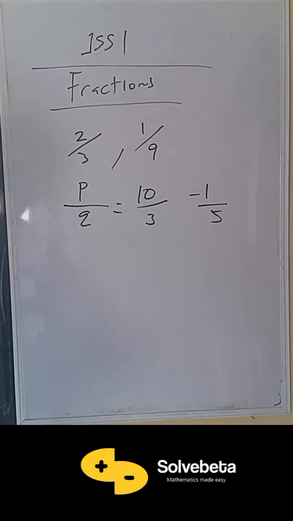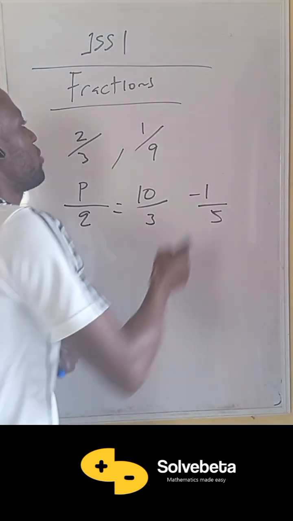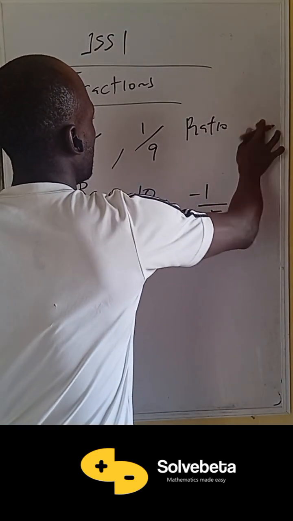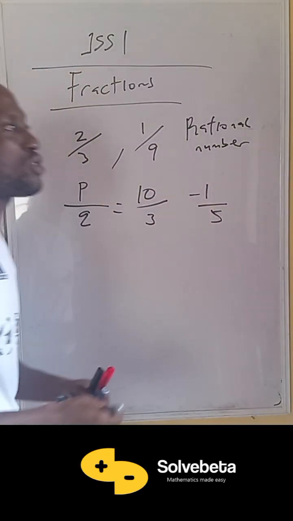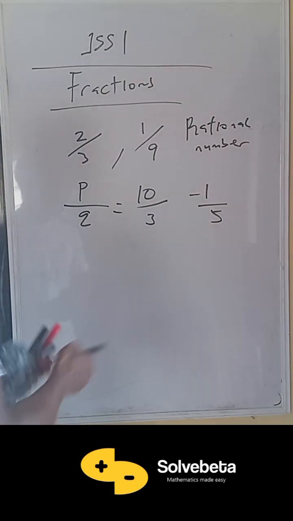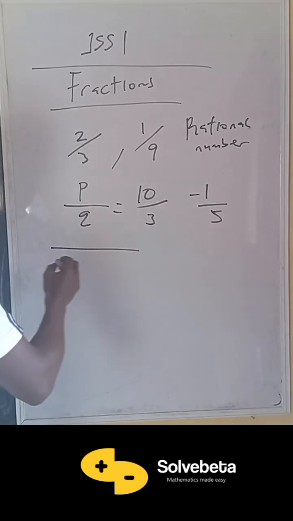And we also call them rational numbers. A fraction can be called a rational number. That's what we call a rational number. The idea of fraction comes from the word ration.